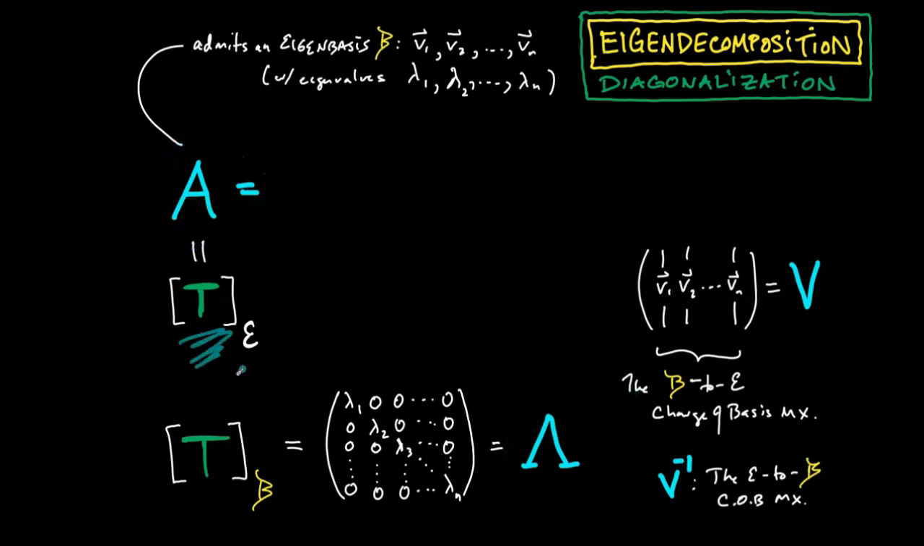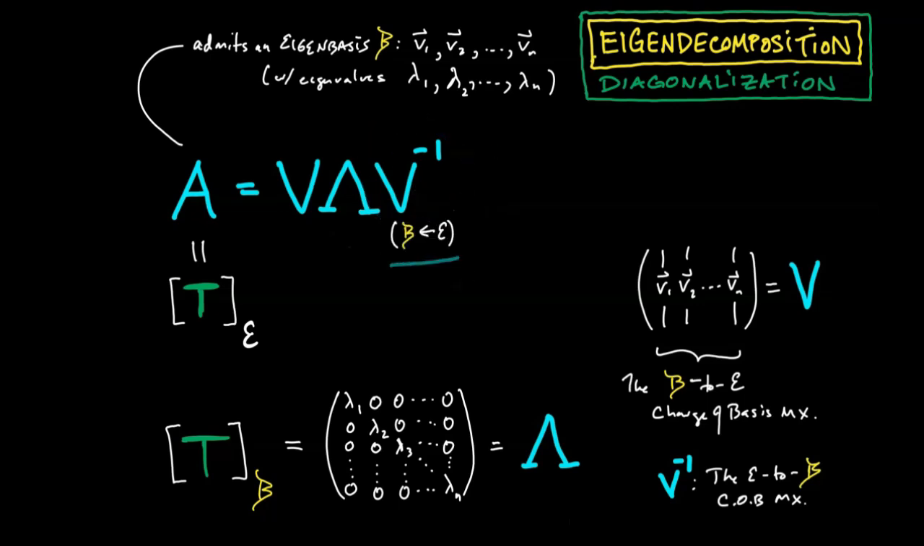Namely, A, T's representation with respect to the standard basis, can be achieved as follows. V times capital lambda times V inverse. Because V inverse is the E to B change of basis matrix. So if you feed in a vector in standard coordinates, V inverse changes it to B coordinates, which then passes it on to capital lambda, which loves B coordinates because it is the matrix representation of linear map T relative to B coordinates.